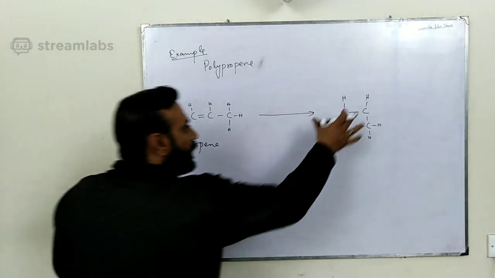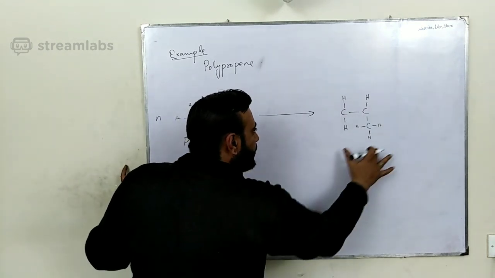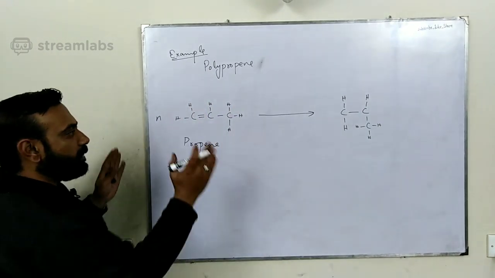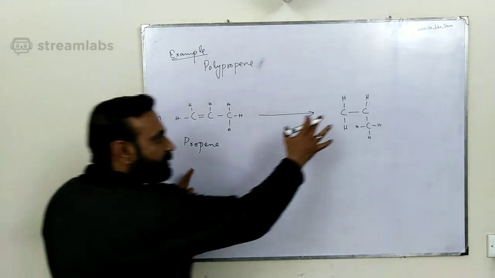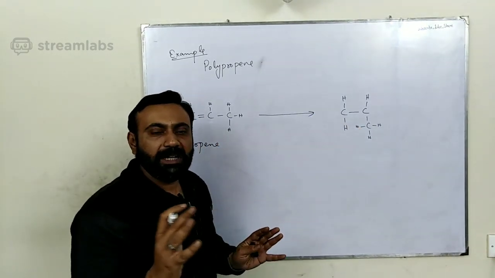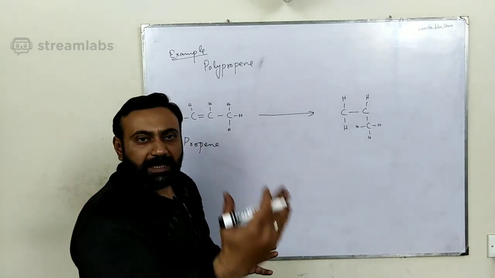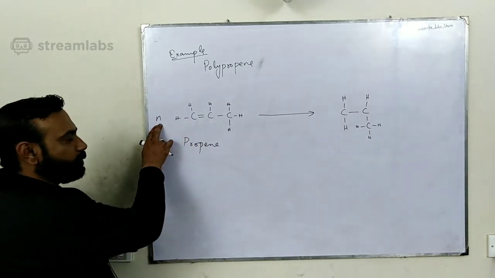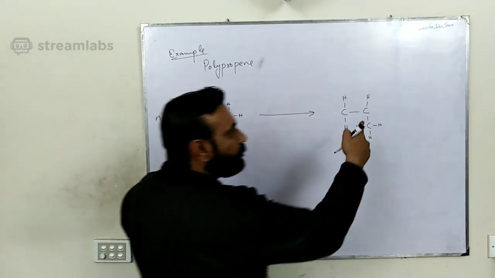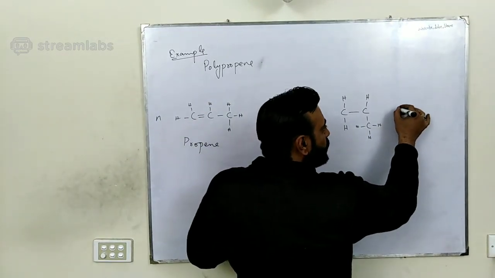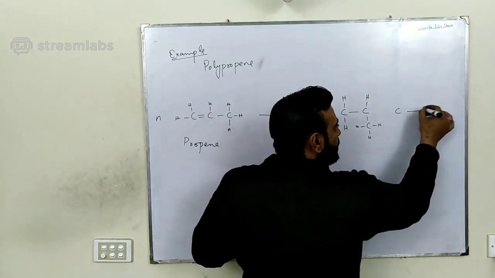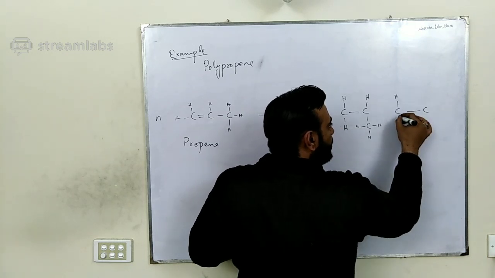So this part is coming from one monomer. This part is one repeat unit of the polymer. This unit will keep on repeating itself. There are many molecules like this, so there would be many units formed like this. There would be another unit right in front of it.